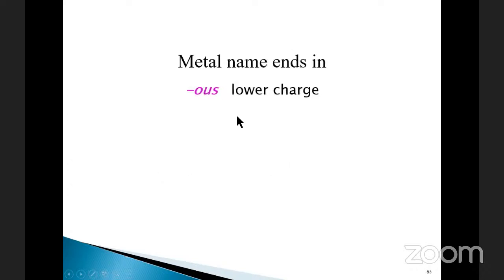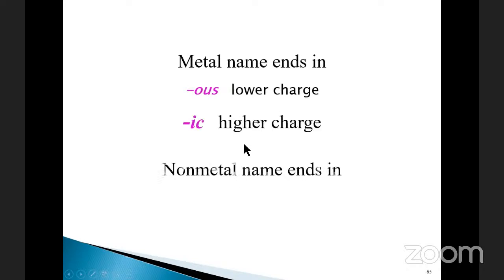So basically, the thing about using the system is that you cannot tell the actual charges based on the names directly. All you can tell is that the metal ion that ends with the OUS ending has a lower charge, and the one with the higher charge will have the IC ending. In any case, the non-metallic name ends with IDE, all right? So let's see some examples of this.